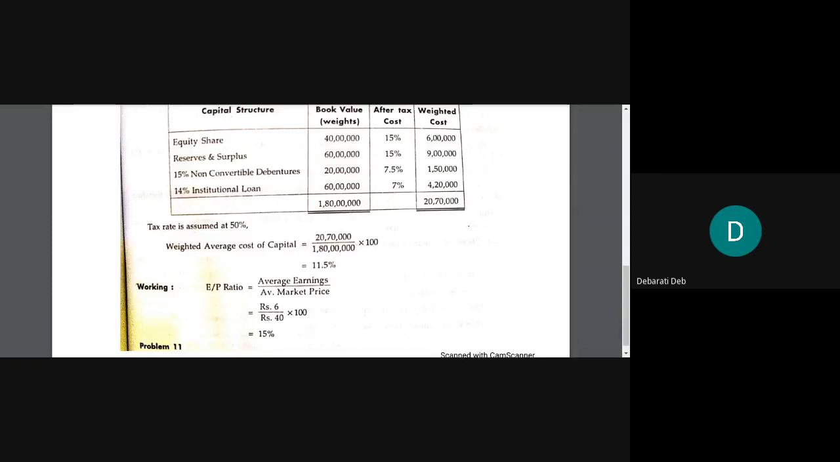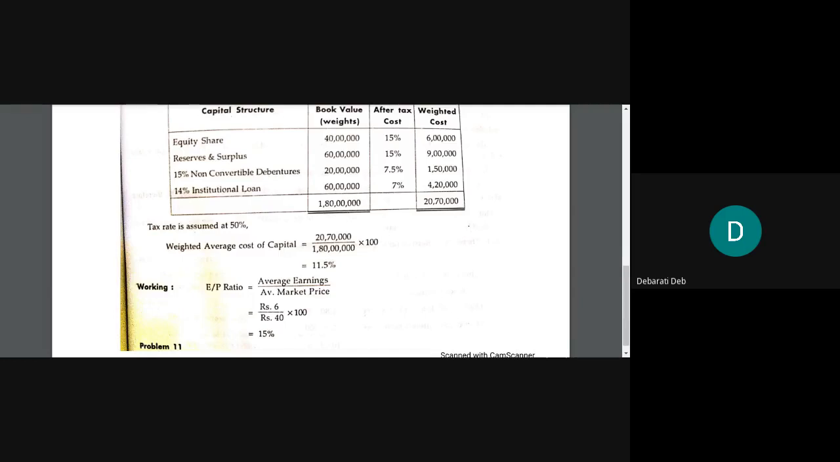Understood? So EP means what? Earnings per share. MP means market price per share. So when the rate of growth you cannot calculate, you will take the average of the 3 years given, and that you will take as the final earnings per share. That is how you will get 6.40. Okay.